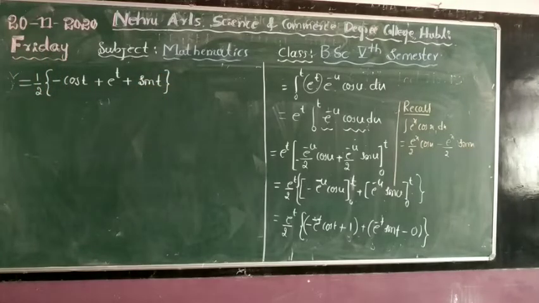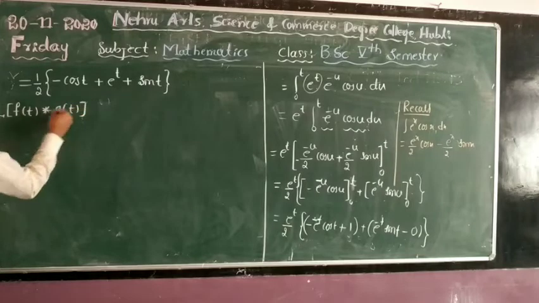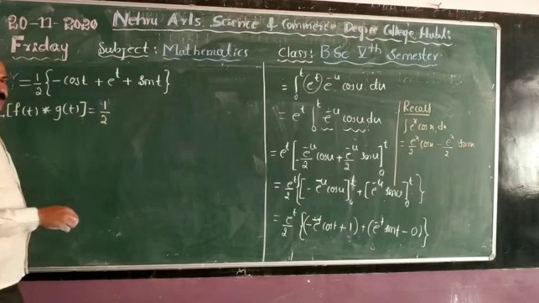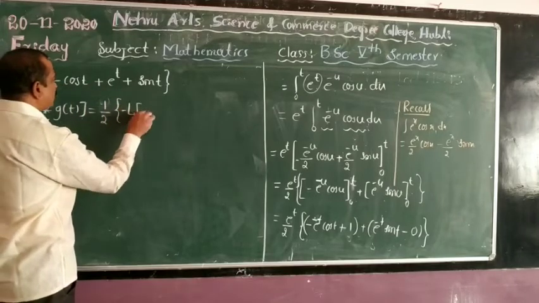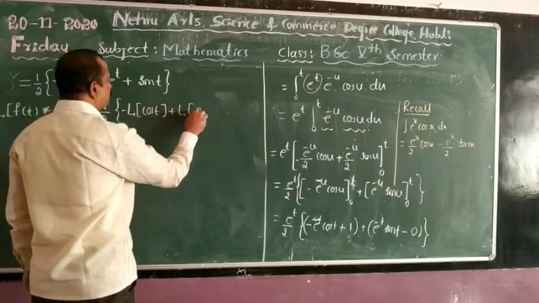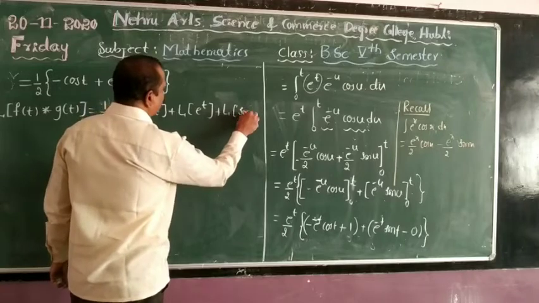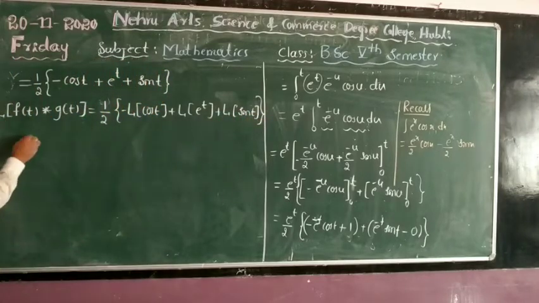Now the L of f of t star g of t. Now the simplification, 1 upon L of f of t star g of t. The L is applied to the right side also. Keep the 1 by 2 constant as it is. Now the first it is L of minus cos t, or we can say minus of L of cos t, plus L of e raised to t, plus L of sin t.